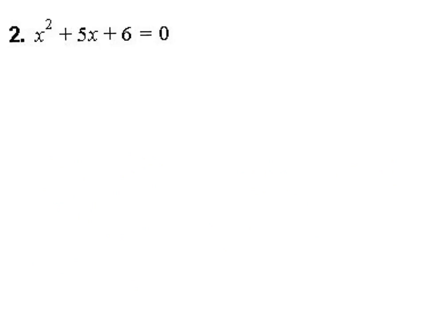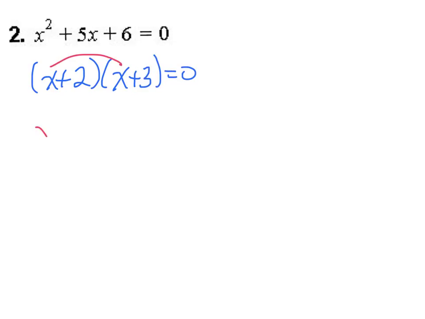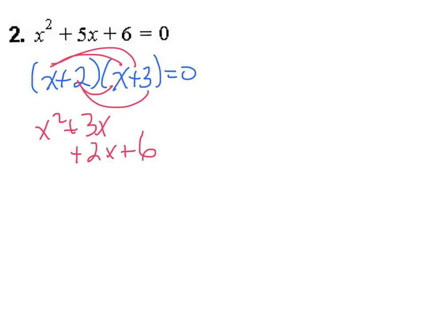When I go to factor this, I'm looking for factors of 6 that give me a sum of 5. So factors of 6 that add up to 5 are 2 and 3. And when in doubt, you can always multiply it out. Does it work? x squared plus 3x plus 2x. Sure enough, it does. Okay, that was just me checking. Okay, now back to work.